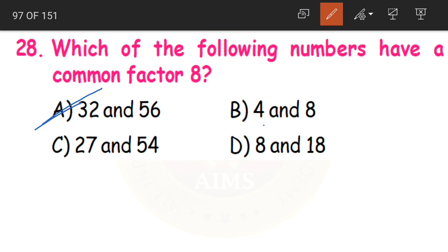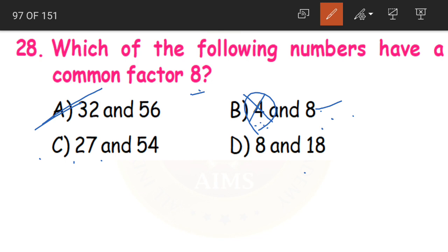If you come to option B, 4 and 8, now 4 is lesser than 8. Yes. So 8 cannot be a factor of 4. Yes, children, 4 is lesser than 8. 8 cannot be a factor of 4, but 8 is a factor of 8. Now 27, again option C and option D also do not have 8 as their common factor. Option A is the correct one.